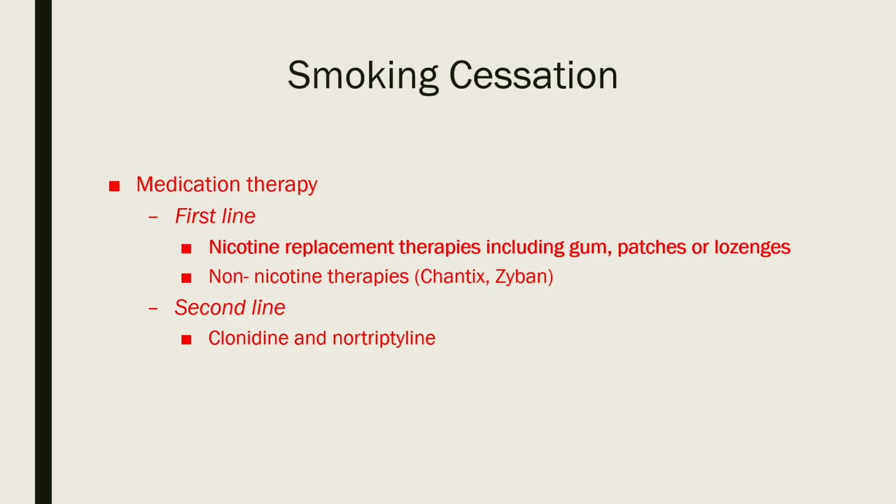So, smoking cessation, ladies and gentlemen, listen up. Medication therapy for smoking cessation, first line, would be nicotine replacement therapies, including gum, patches, or lozenges. And then non-nicotine therapies such as Chantix or Zyban. And then second line would be clonidine and nortriptyline. Ladies and gentlemen, please know this slide.